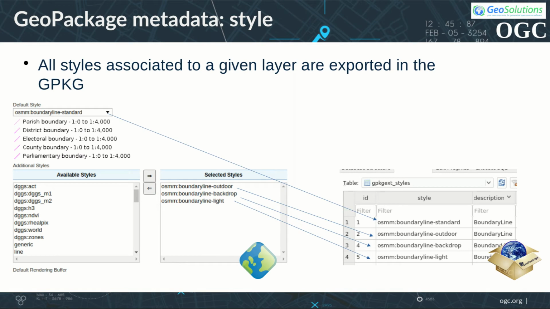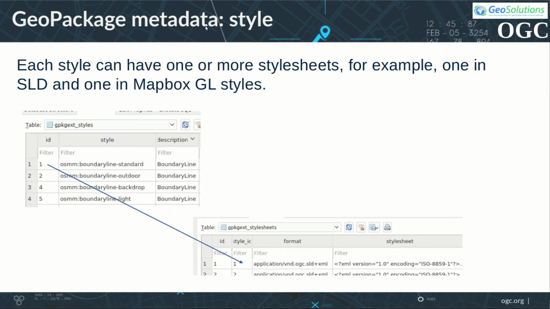The portrayal extension is used to export all styles associated with the exported layers. Each layer can be associated with multiple styles. Each style is included in the output. Each style can have one or more style sheets associated with it. Each style sheet is the definition of the style in a different style language, such as SLD or Mapbox GL styles.